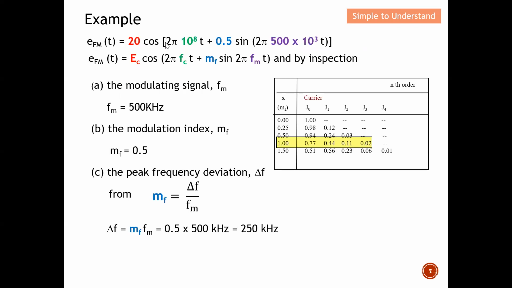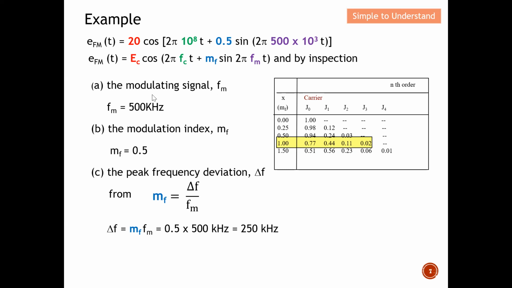So this is the expression that is given in the question. So this is how we express the frequency modulated signal in general. By inspection, which means that I compare the coefficients, I can find all the key parameters here. For example, I will be able to know the carrier amplitude, which is 20. I will also be able to know the frequency of the carrier signal, which is 100 megahertz. Modulation index is equal to 0.5. The frequency of the modulating signal is equal to 500 kilohertz.